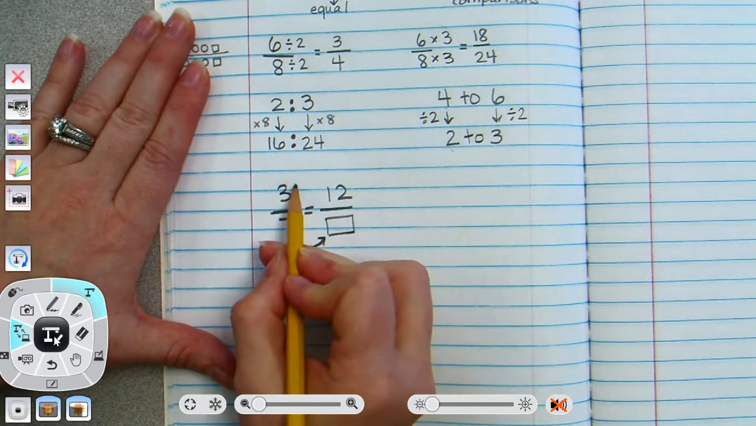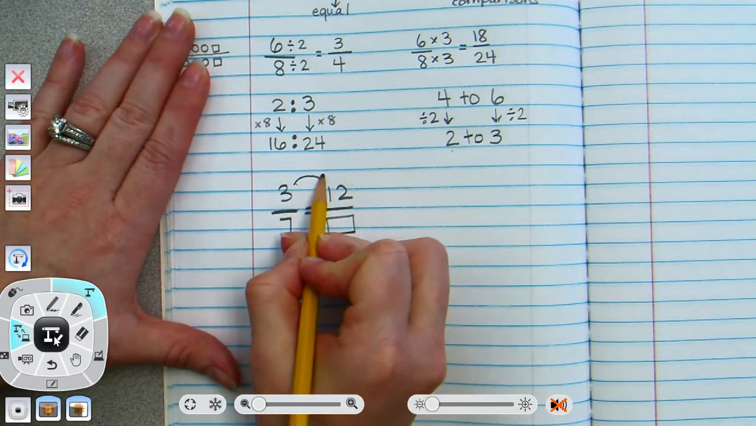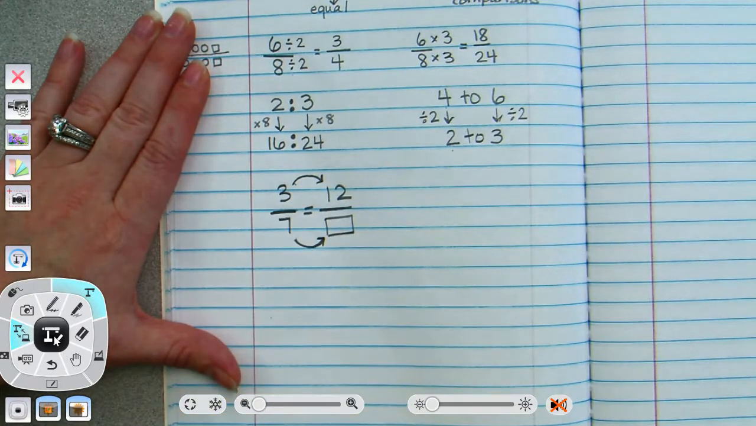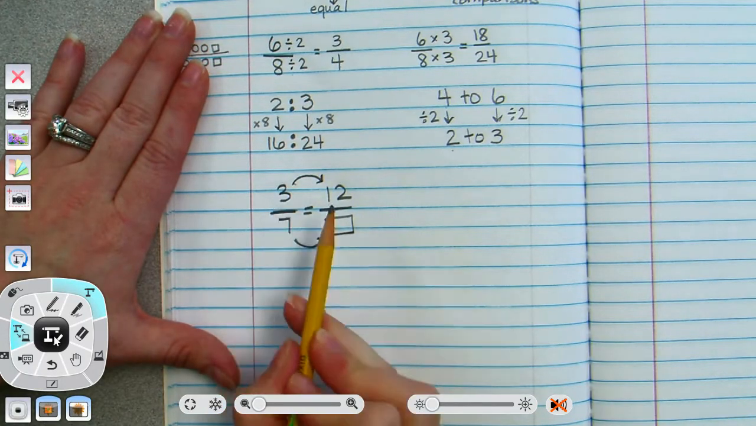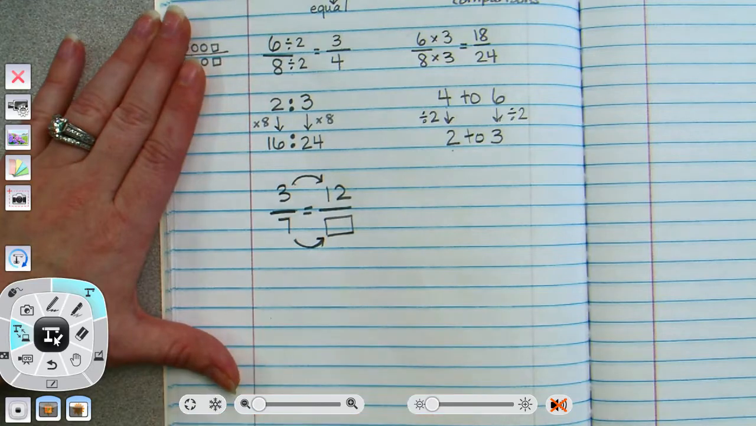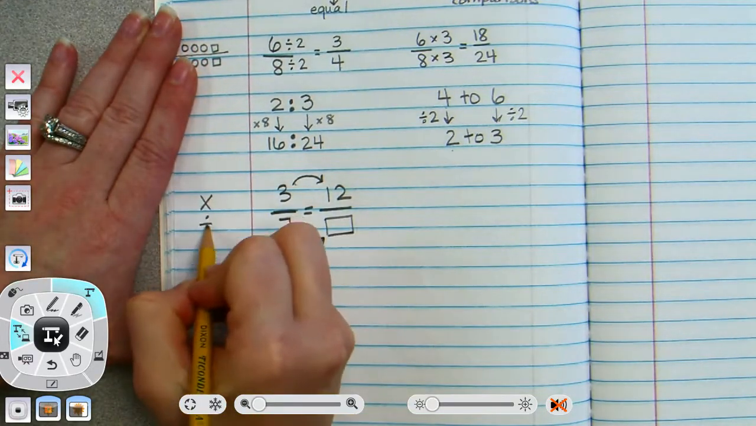Now I'm going to draw an arrow in the same direction. So I'm going to start over here at the 3, and I'm going to land at the 12. See how my arrows go in the same direction. Now, all I need to do is figure out what operation I use to get from a 3 to a 12, and then I'm going to do the same operation for my 7. You only have 2 options here. You can only multiply or divide.